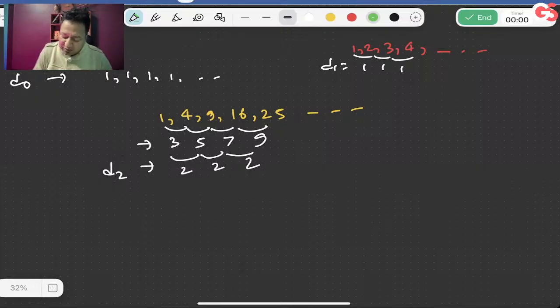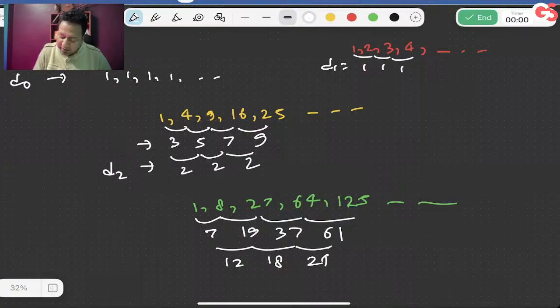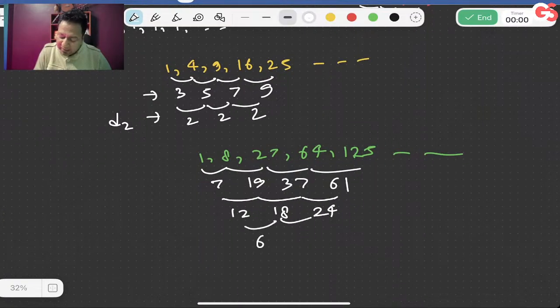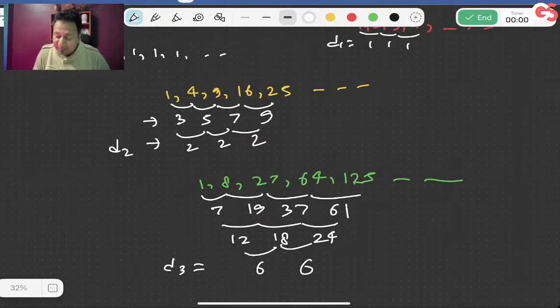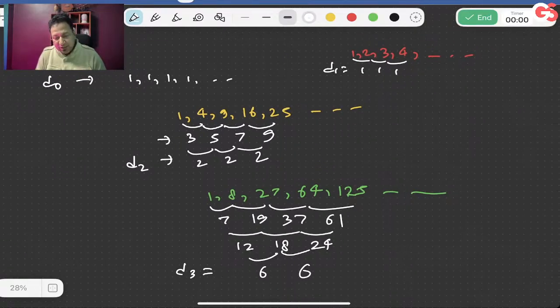Similarly, if I took the cube ones, 1, 8, 27, 64, 125, and Shriyesh, are you listening? I was playing with it. I saw 7, then 19, then 37, then 61, then 12, 18, 24. I kept on doing it, so all my thoughts were correct. I got the common difference at the third step. So that means the common differences will occur in a step which is equal to the degree of the polynomial.